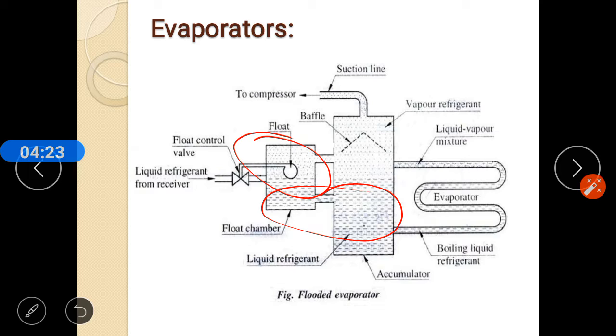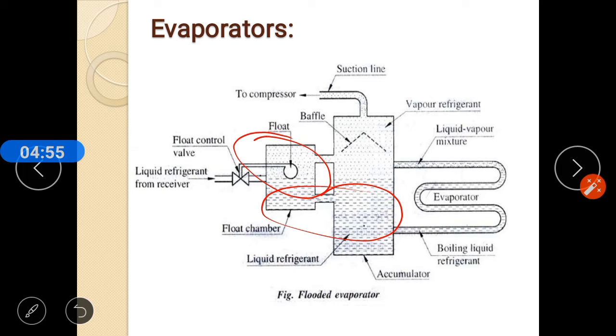The liquid refrigerant is vaporized and so the liquid level falls. The float valve opens to admit more liquid refrigerant and maintain a constant liquid level inside the evaporator. As a result, the evaporator is always filled with liquid to the level determined by the float adjustment, and the inside surface is wetted with the liquid. That is why this type of evaporator is known as a flooded evaporator.